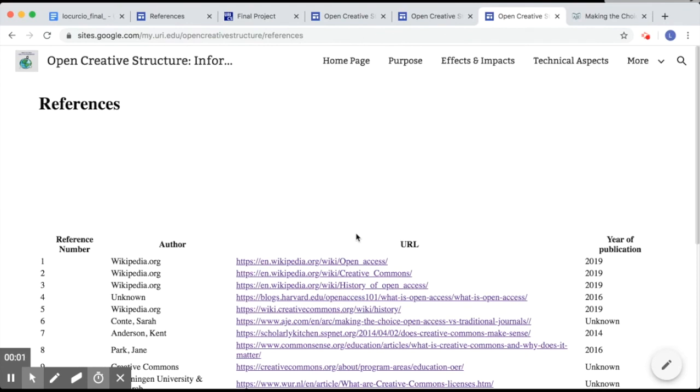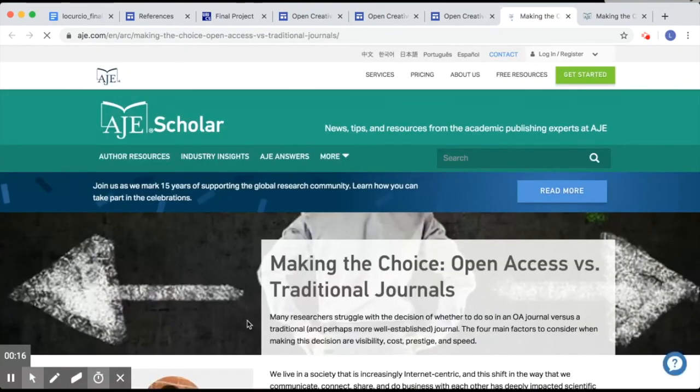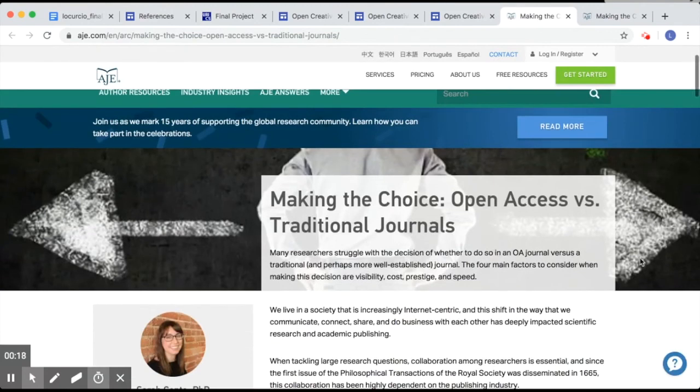Lastly, this is my references page. Here we have the reference number, the author, the URL, and the year of publication. The most significant source in my project was written by Sarah Conti. She wrote about the difference between open access versus traditional journals.